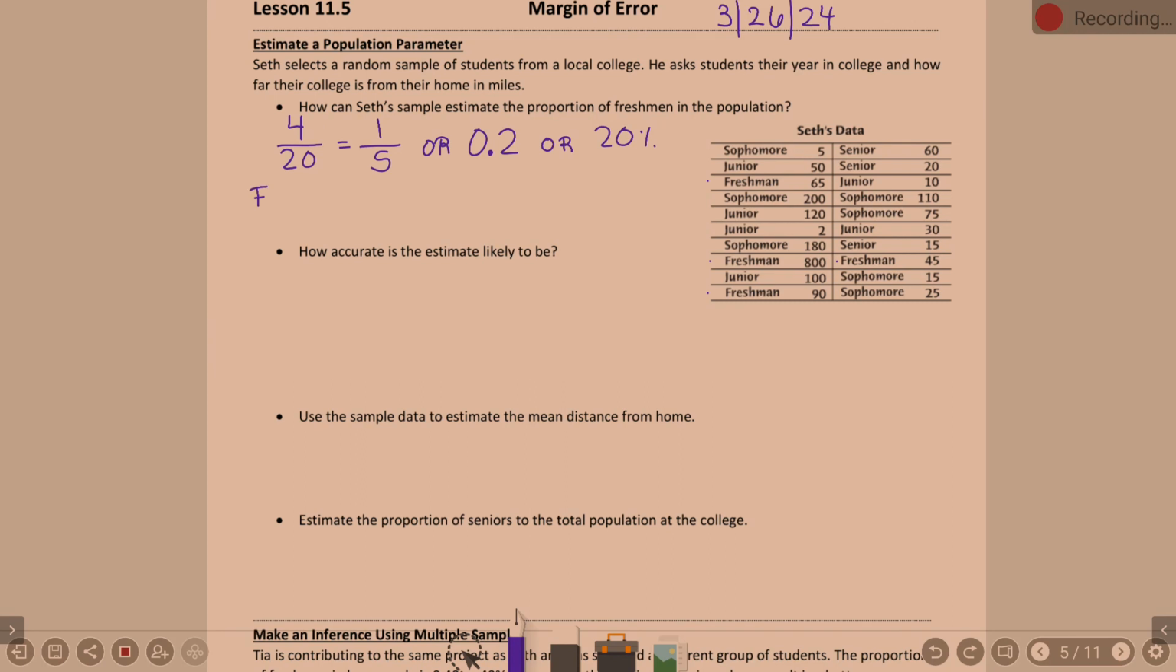Okay. So I'm going to write down: find the proportion of freshmen in the sample as an estimate of the population.